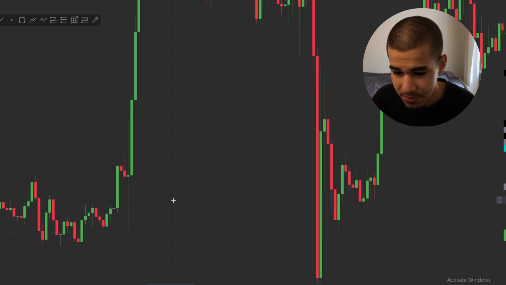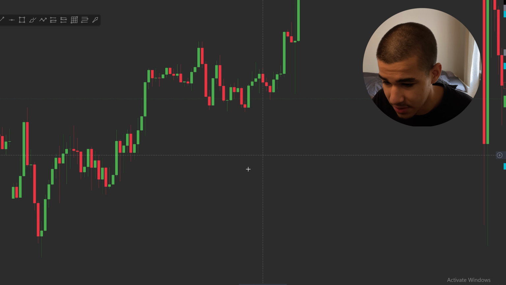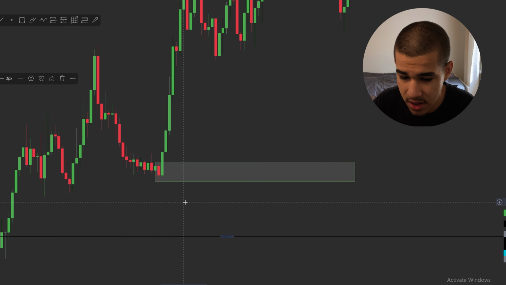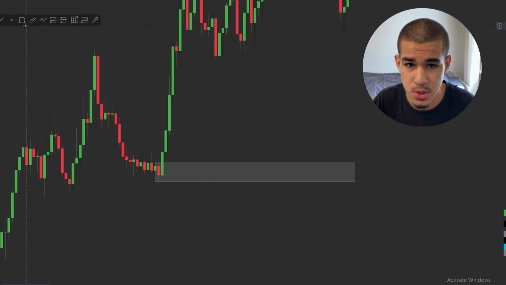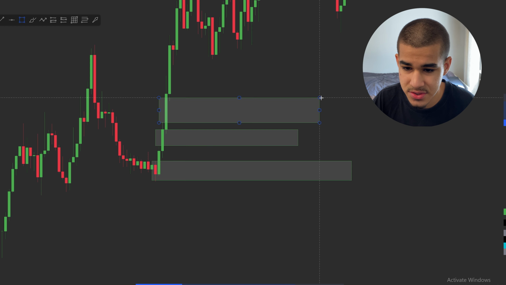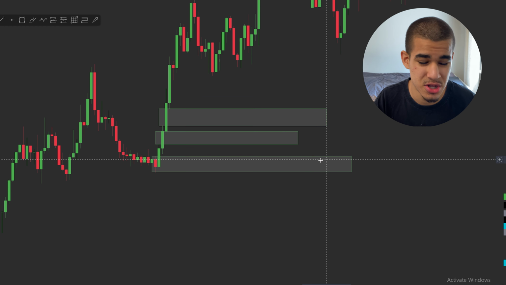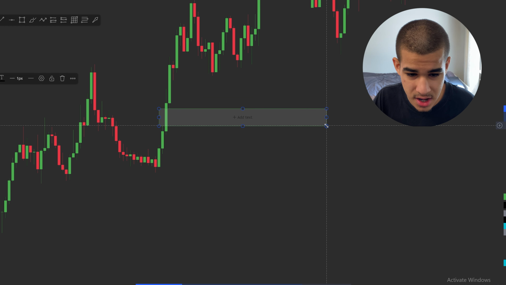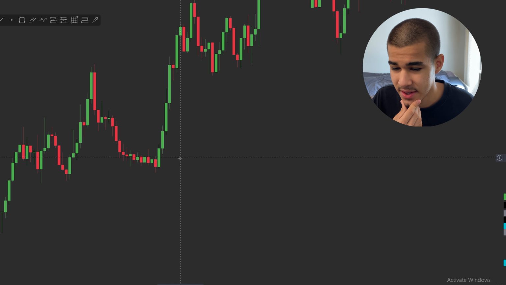Also, let me find quickly another example. As you can see right here, you have a demand zone right here as well. You've got so many gaps here. Price needs to come back and fill. As you can see, this is a strong demand zone, really strong. All right, so that's about it for the actual zones.